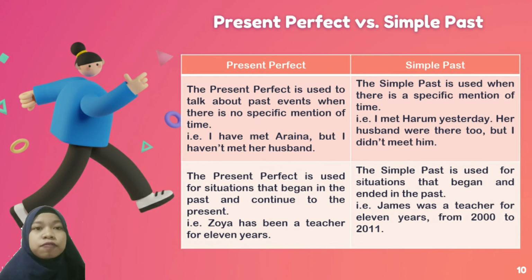And then the other difference between present perfect and simple past is that present perfect is used for situations that began in the past and continue up to now or to the present. In example, Zoya has been a teacher for 11 years, so Zoya is still a teacher until now, while the simple past is used for situations that began and ended in the past. In example, James was a teacher for 11 years, from 2000 to 2011, so James is not a teacher anymore for now.